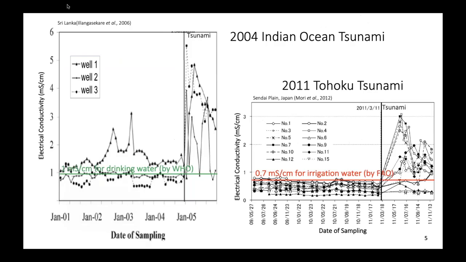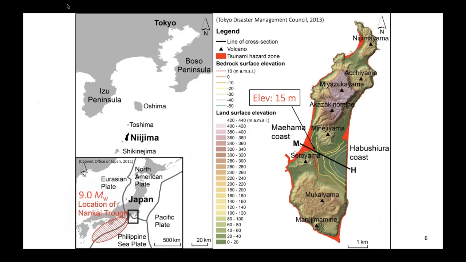These are the measured groundwater salinity after the 2004 Indian Ocean tsunami and after the 2011 Tohoku tsunami disasters. We can see that right after the tsunami events, the groundwater salinity was significantly increased, which is not appropriate for being used for domestic water supply.